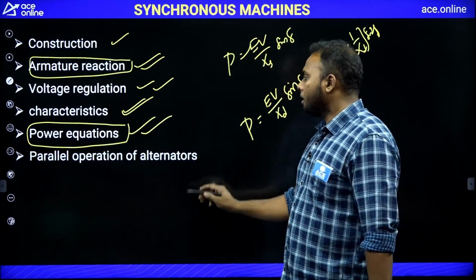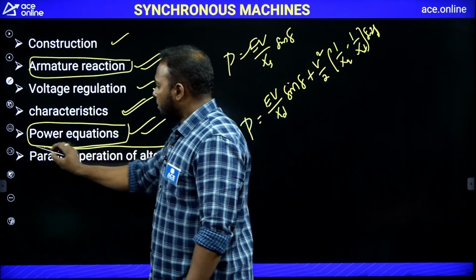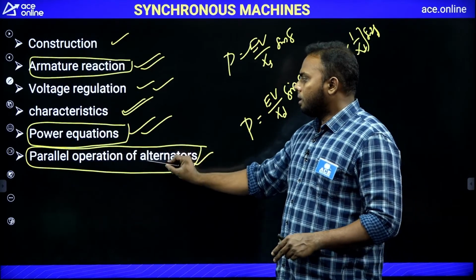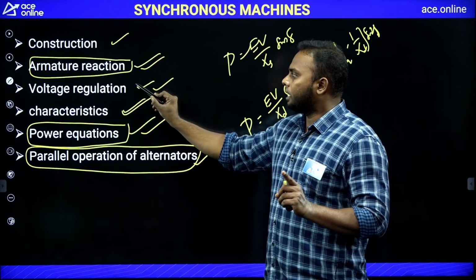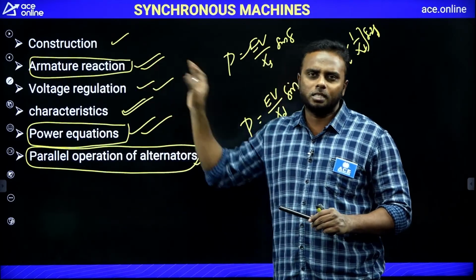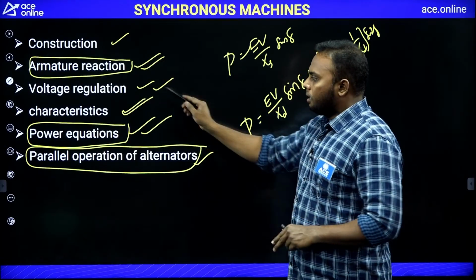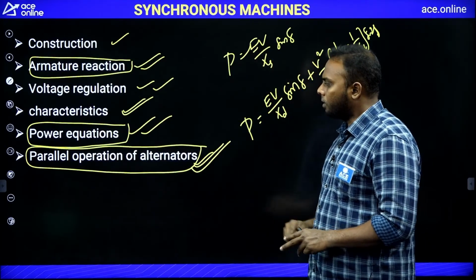Next we get parallel operation of alternators. For the GATE exam, in synchronous machines, the most important are power equations and this parallel operation. After that, voltage regulation. Armature reaction is a theory topic; from there you don't get any numerical questions. But numerical questions come from power equations and this parallel operation of alternators.